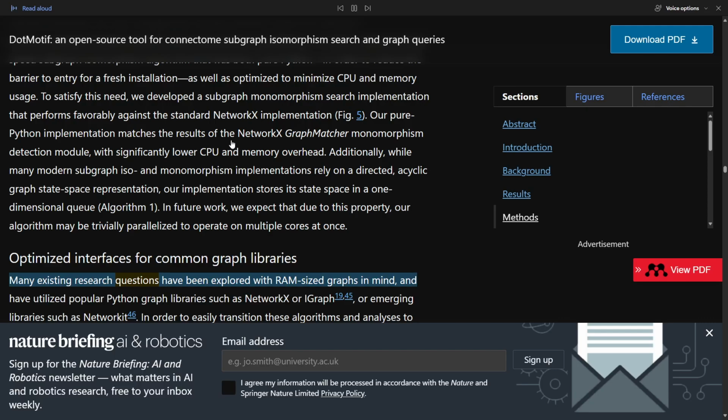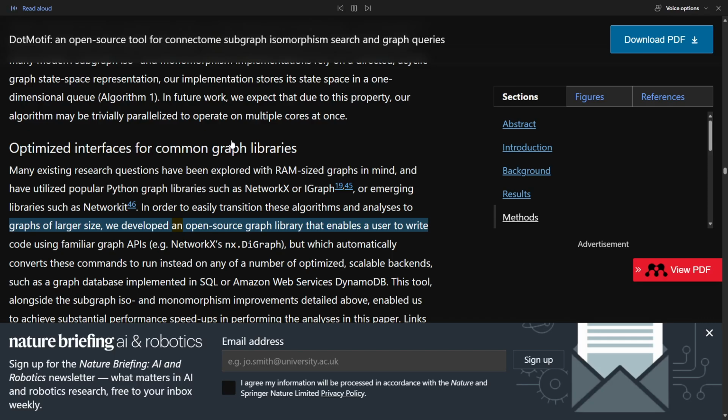Optimized interfaces for common graph libraries. Many existing research questions have been explored with RAM-sized graphs in mind and have utilized popular Python graph libraries such as NetworkX or iGraph 19, 45, or emerging libraries such as Networkit 46. In order to easily transition these algorithms and analyses to graphs of larger size, we developed an open-source graph library that enables a user to write code using familiar graph APIs, e.g. NetworkX's DiGraph, but which automatically converts these commands to run instead on any of a number of optimized, scalable backends, such as a graph database implemented in SQL or Amazon Web Services DynamoDB.